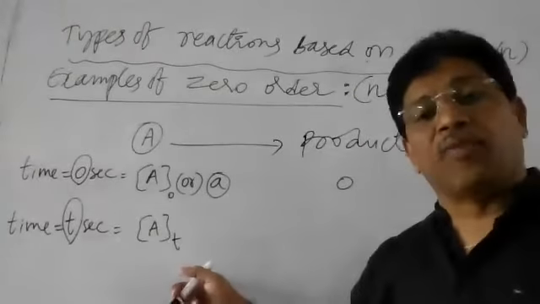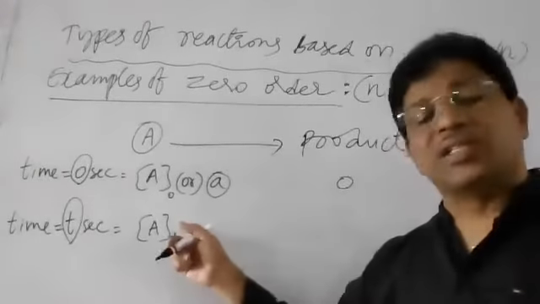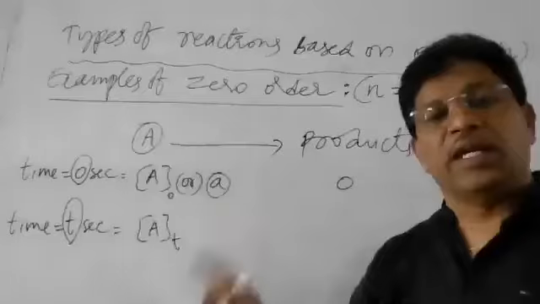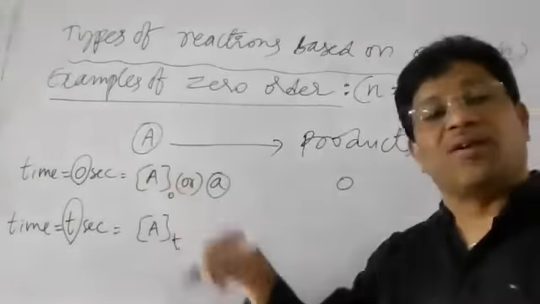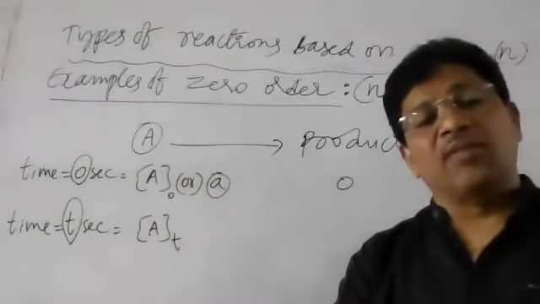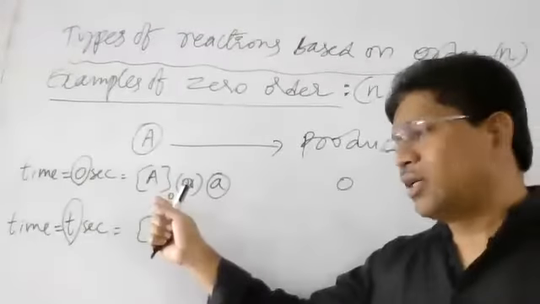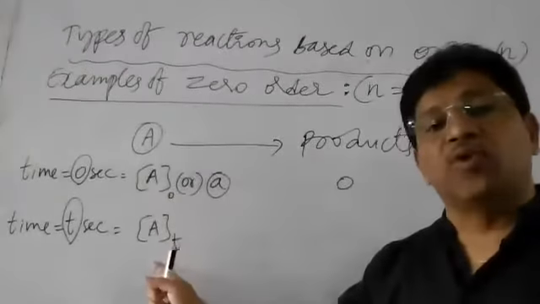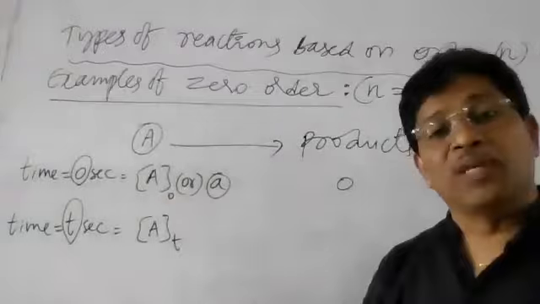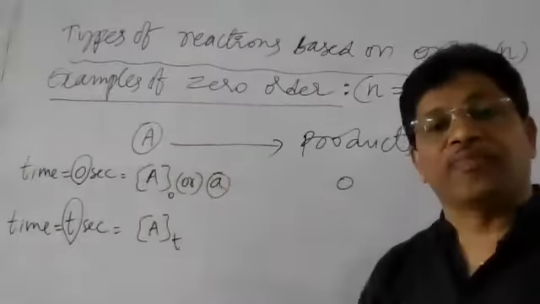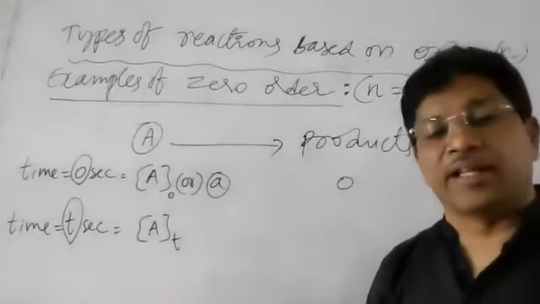After t seconds time, whatever the concentration of A leftover is A t. A naught is the initial concentration. Now, which is greater than which one? Tell me. Initially, more reactant will be there. After t seconds time, less reactant will be left over. Initial concentration is greater here.